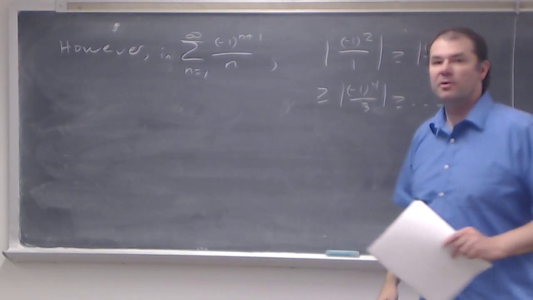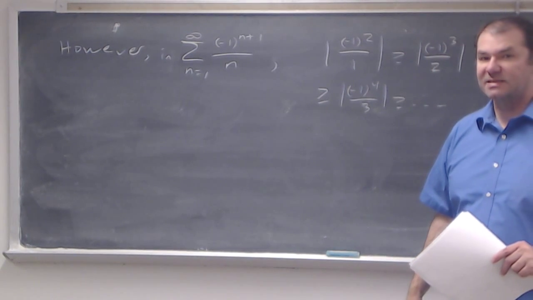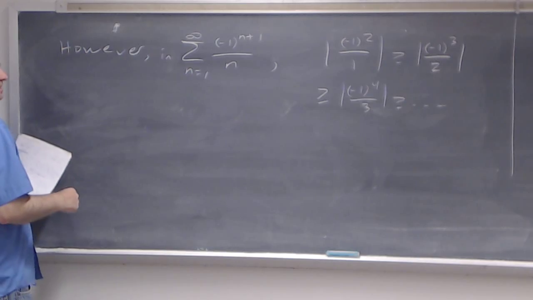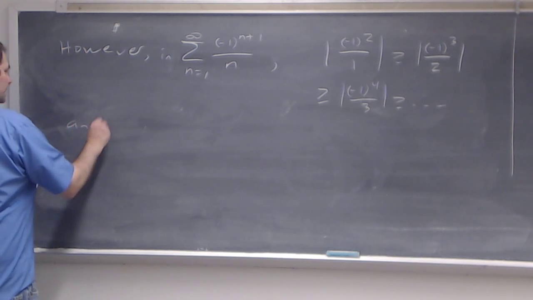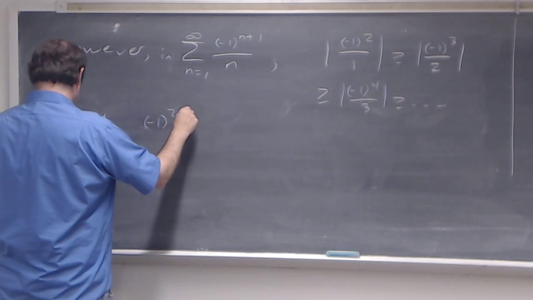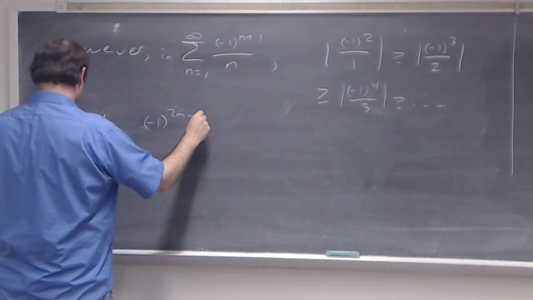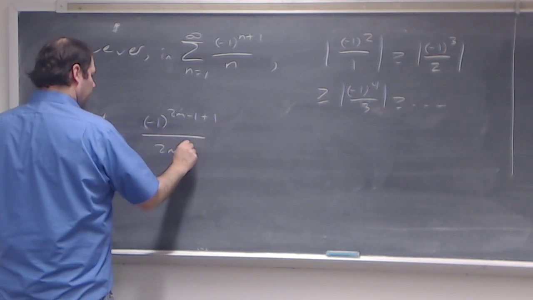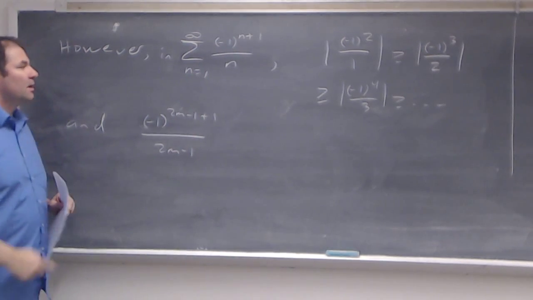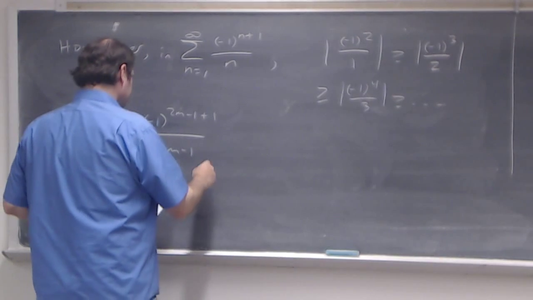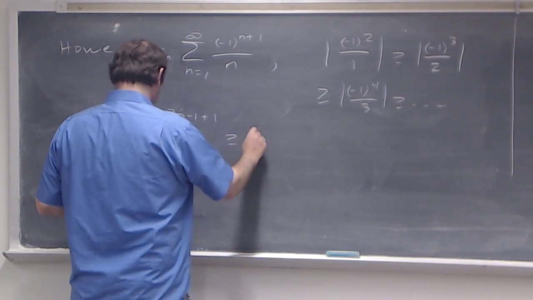So what I'm doing is checking the alternating series test conditions here. That's what we're going to use. So we have one part of the alternating series test verified. And if you look at (-1)^(2m-1+1) over 2m-1, I'm looking at the (2m-1) term of what we're adding up here. This is going to be greater than or equal to 0.